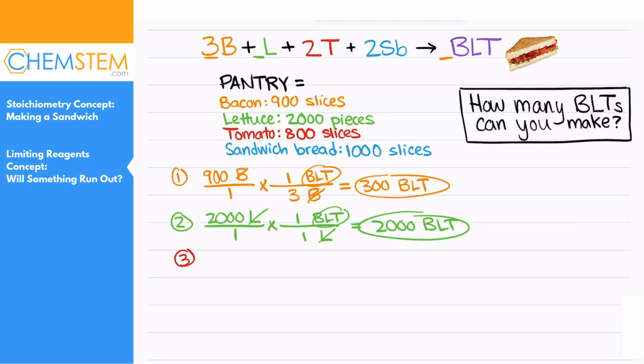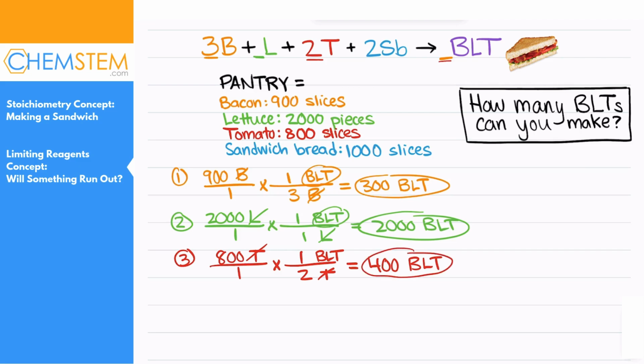So we've got 800 slices of tomatoes, put that over 1. I'm going to go from tomatoes to BLT. Tomatoes will cancel. The ratio I'm going to use here is the 2 and the 1. So every 1 BLT requires 2 slices of tomato, which gives us 400 BLTs. So far, bacon is what's limiting us. If we want to make more than just 300 complete BLTs, we need to order more bacon.